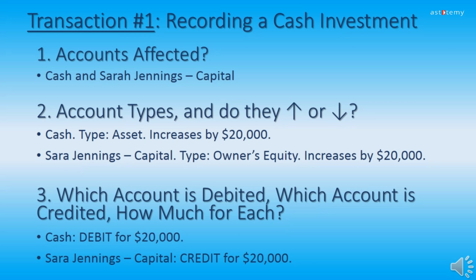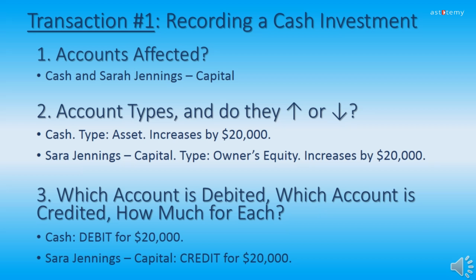Now on to step 1. Which are the 2 accounts affected? The 2 accounts affected are cash and Sarah Jennings Capital. Step 2. What are the account types and do they increase or decrease? Cash is an asset type and it increases by $20,000. Sarah Jennings Capital is an owner's equity type account and it increases by $20,000 as well.